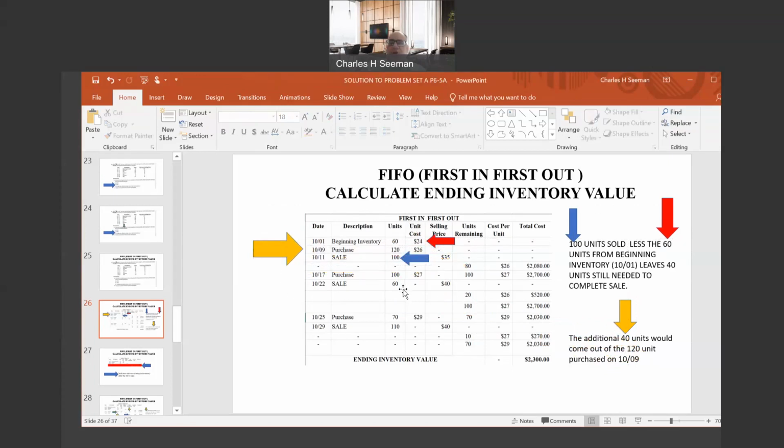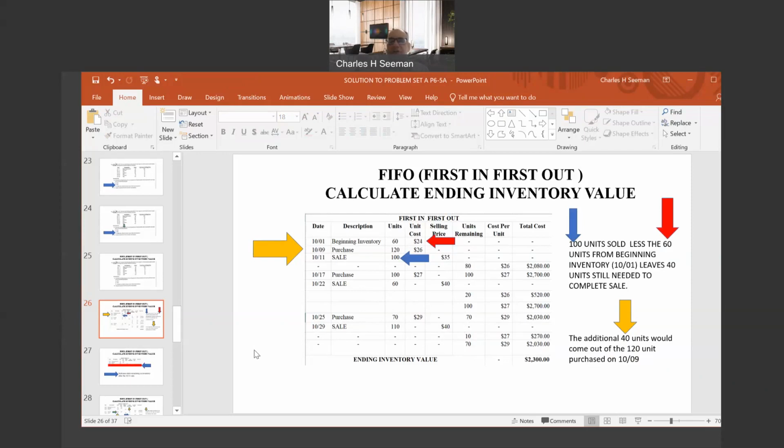Now we purchase another 100 units at $27 a piece. And then we sell 60 units for $40 a piece. Those 60 units come out first in, first out of this 80. So that leaves 20 at the $26 layer and the whole entire $27 layer remaining. Then we purchase 70 units. Then we sell 110 units.